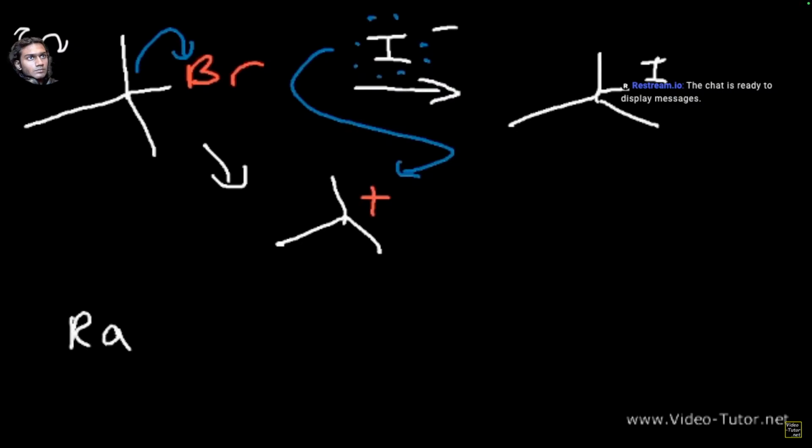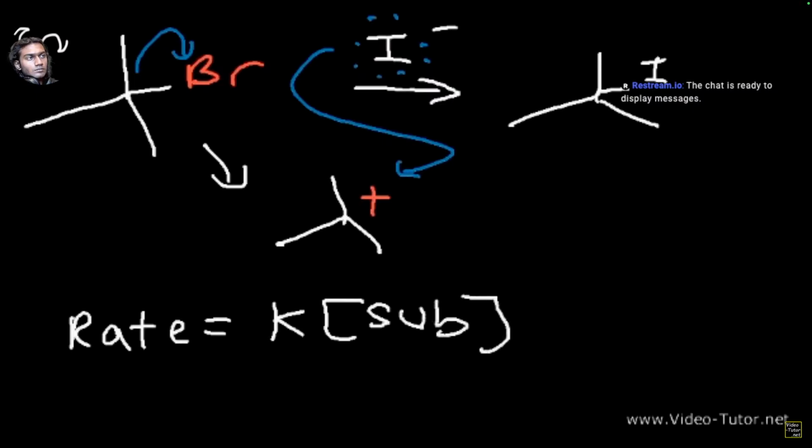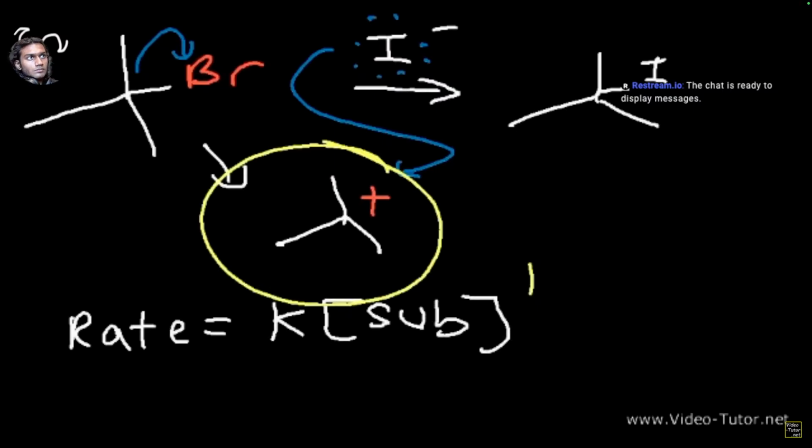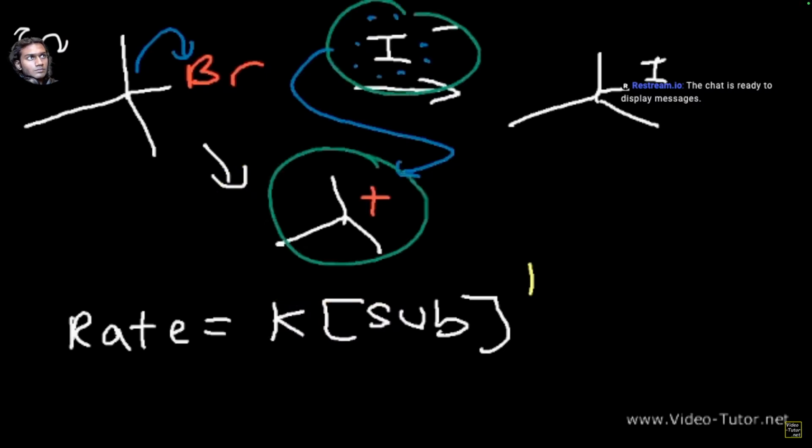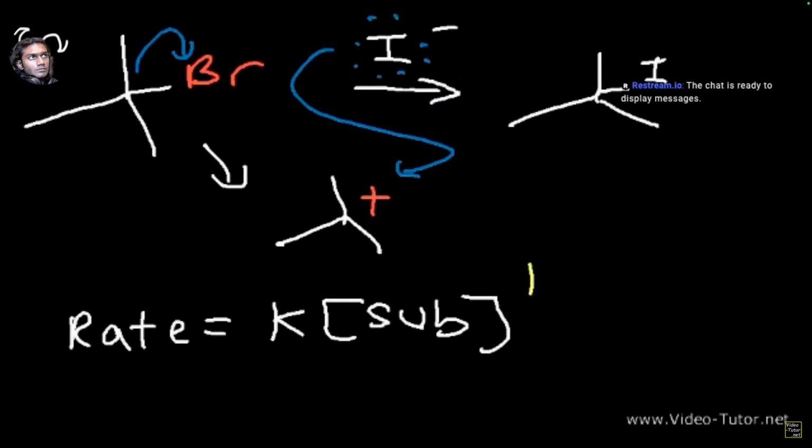The rate of an SN1 reaction is equal to the concentration of the substrate times k. It doesn't depend on the concentration of the nucleophile, because the first step is rate limiting. The slow step is the formation of the carbocation. It takes a long time to produce this carbocation. The second step, the combination of these 2 ions, is pretty fast. So that's why SN1 reactions are known as first-order nucleophilic substitution reactions. Overall, it's first order.